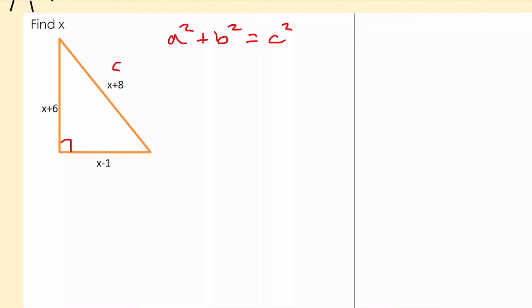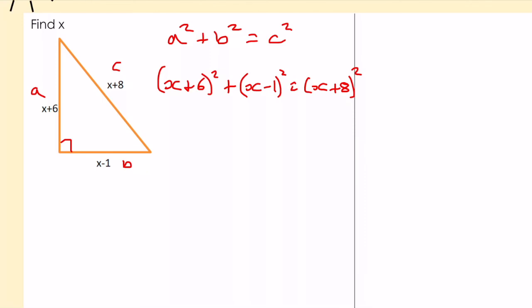So let's just substitute in our values. So I'm going to call that one a and that one b. It doesn't matter with the shorter sides, you can switch them around. So let's have x plus 6 squared plus x minus 1 squared, and that should be equal to x plus 8 squared, so our longest side. Now I've got 3 lots of double brackets. Remember, picture that first one as x plus 6 times x plus 6, expand it and so on.